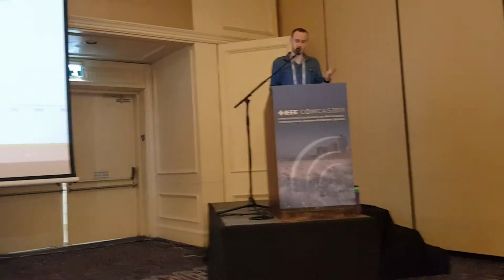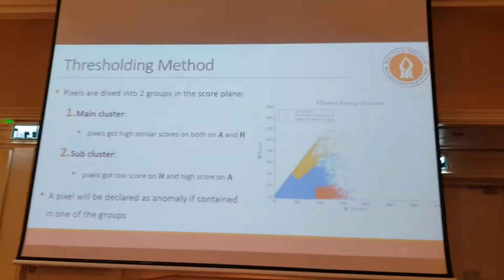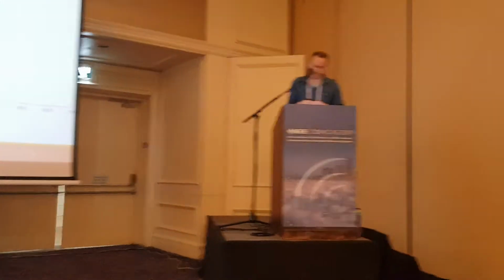Then we decided to divide the data into two groups. The yellow one, which we name the main cluster. Those are pixels that got similar scores both on H, the reduced data, and on the old data A. So we assume that a pixel that contains a valid anomaly will remain with the same score before and after the dimensional reduction.